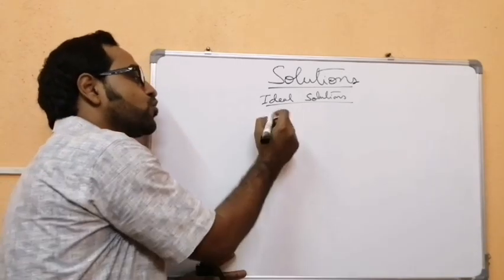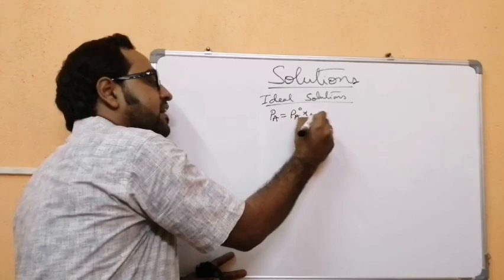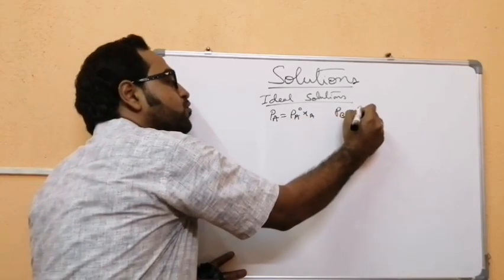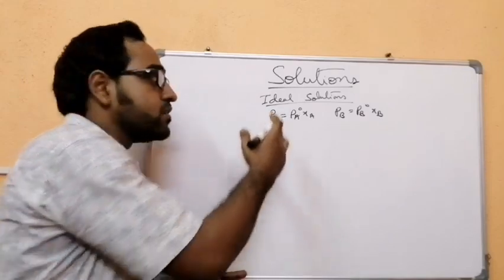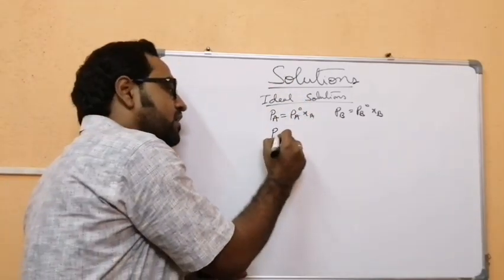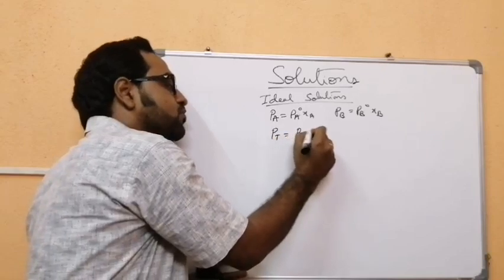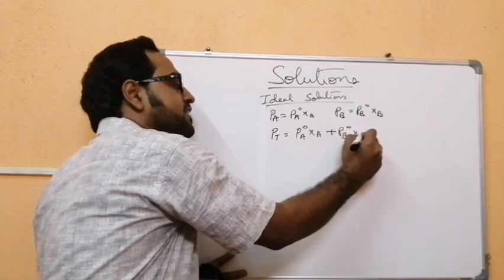So the solution which obeys PA is equal to PA naught XA and PB is equal to PB naught XB is called a Raoult ideal solution. And in this solution, the P total, as we have already seen, is equal to PA naught XA plus PB naught XB.